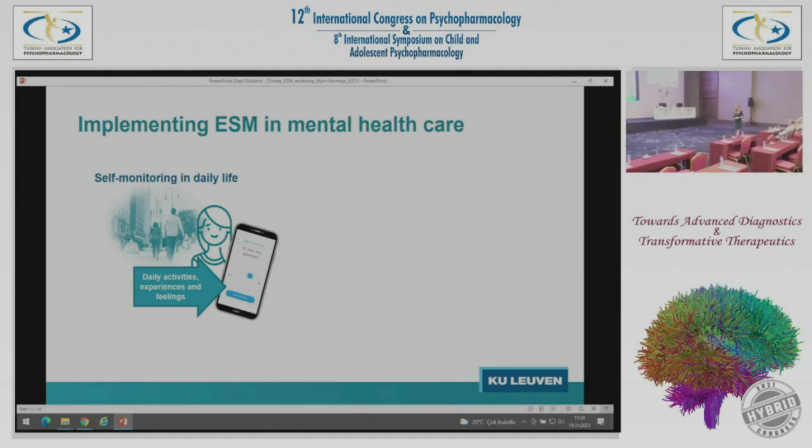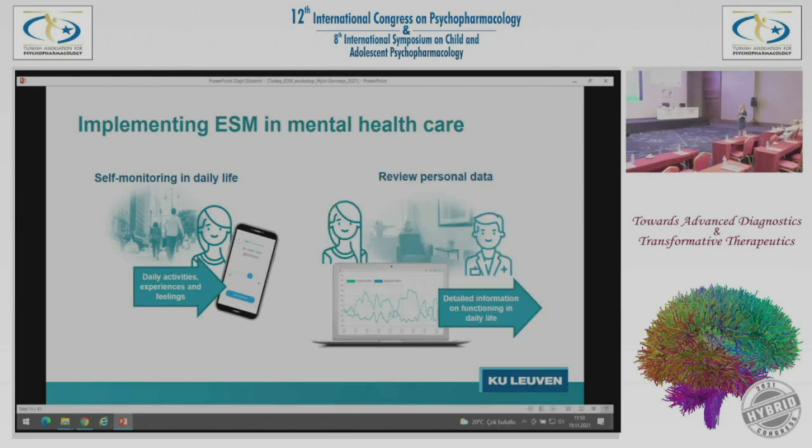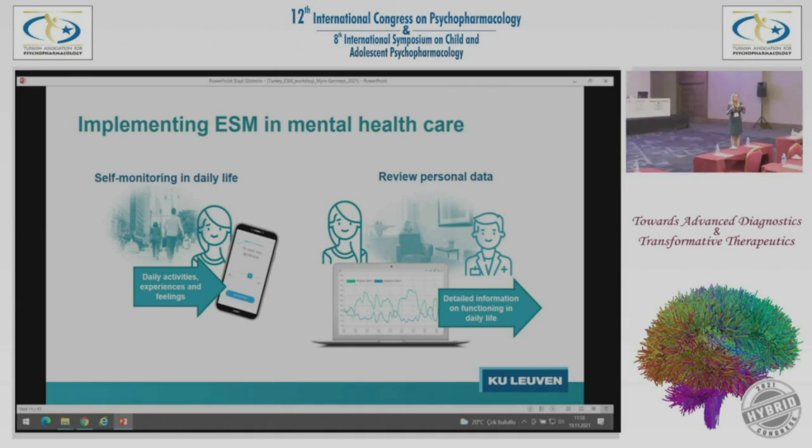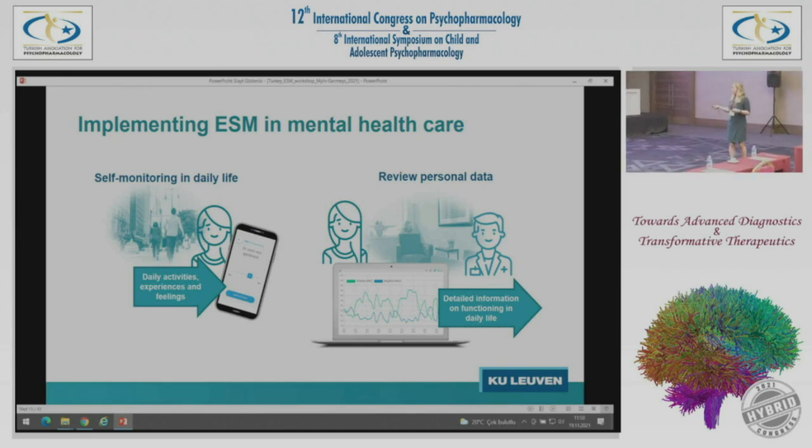But to make this clinically relevant, we need something else. We also need a dashboard where we can actually look at those data. We have to make meaning of the data. And that is actually a dashboard where the patient and the clinician can look at together, and where we actually have the detailed information on that functioning. That is what we need.